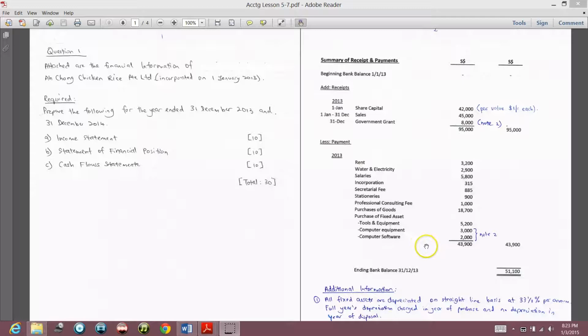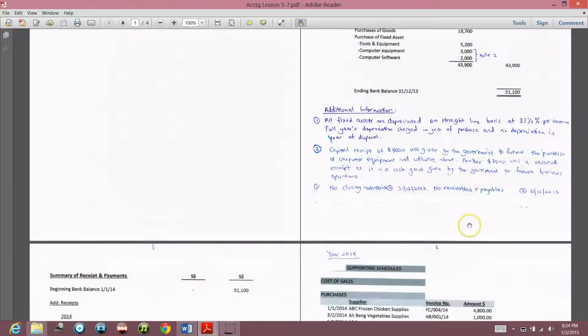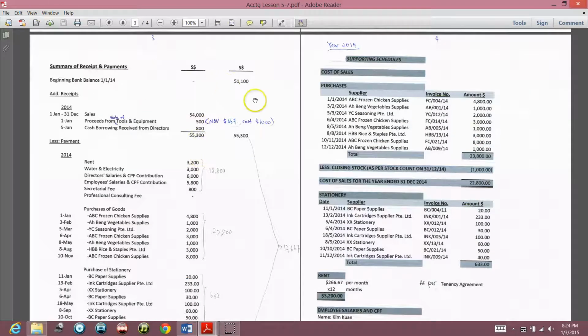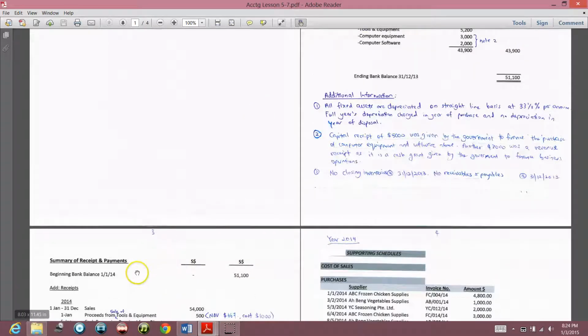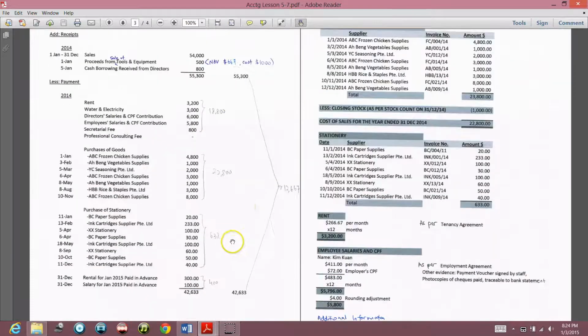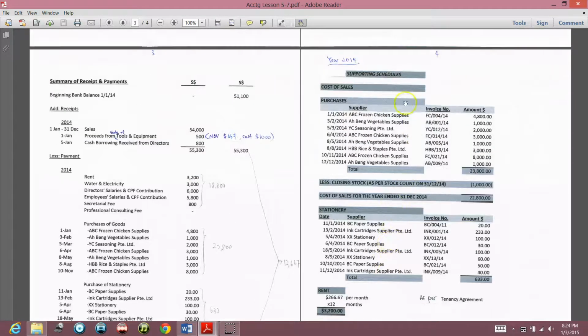Here we have what you call additional information. Fixed assets are depreciated on a straight line basis at 33% per year. This one I did not read in detail, so I will glance through my question. In 2014, again, the beginning bank balance on 1st January 2014 will be equal to the ending balance of 31st December 2013. Add all the receipts during the year, minus all the payments during the year, then I will get my ending bank balance. Then the question says these are the supporting schedules for year 2014.